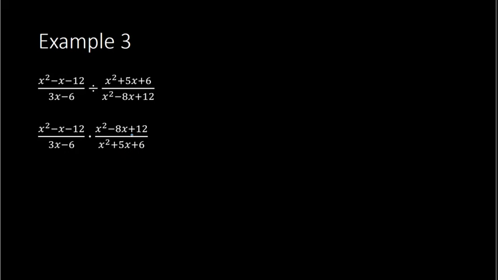Now from here, I need to factor. So make sure you know how to factor at this point. So here, the numerator, x squared minus x minus 12, that can factor, and you would get x minus 4 times x plus 3. And then that's over 3x minus 6. And if needed, I could actually factor a 3 out of there. All right, so I factor 3 out of the bottom. I have x minus 2 left over.